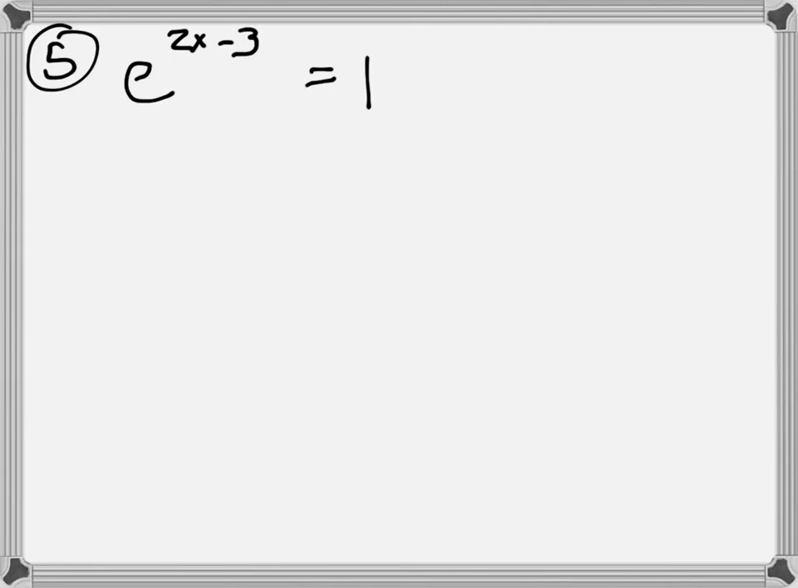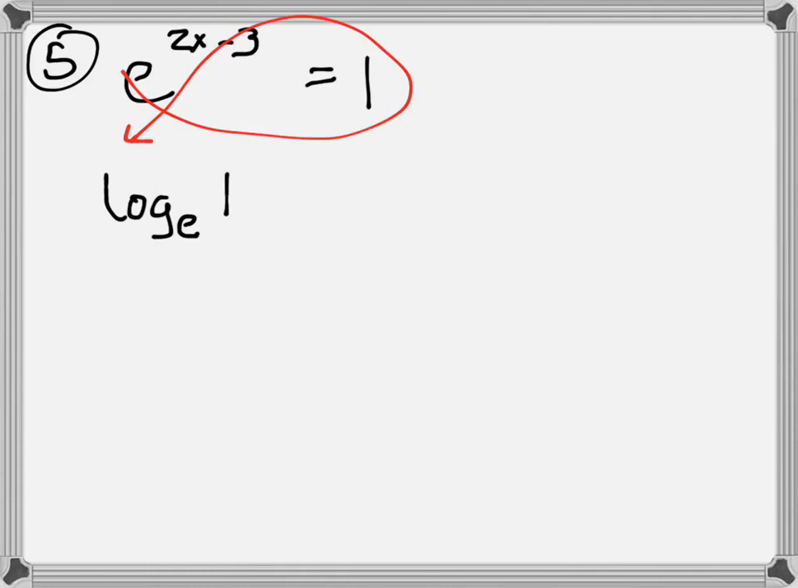What are we going to do here to solve? Which form are we in, exponential or logarithmic? Exponential, so we need to change it to log. So we have e to the 2x minus 3 equals 1. So we're fishing. Log base e of 1 is equal to 2x minus 3. That's ln of 1 is equal to 2x minus 3. Any type of log of 1 is always what?